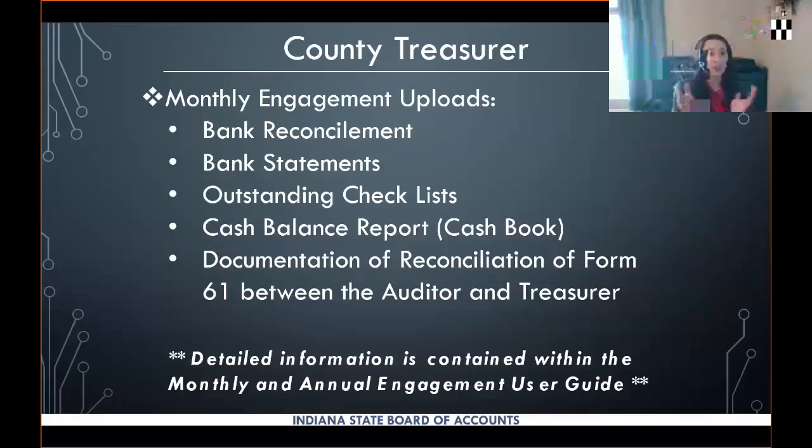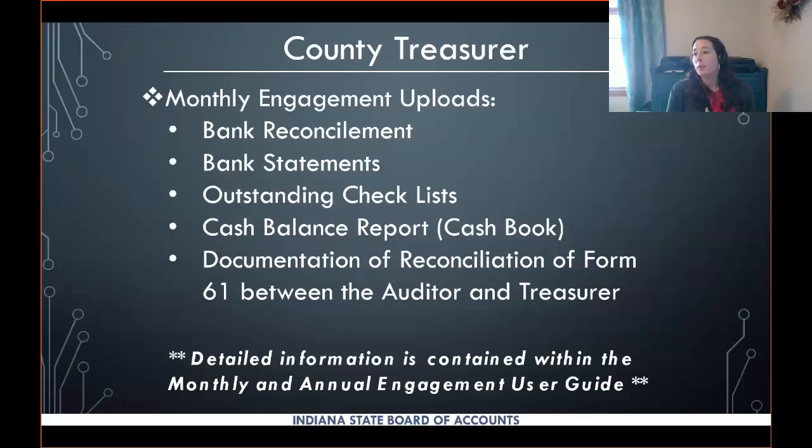With the bank reconcilement, you need to include your bank statement for that month, or statements if you have multiple accounts. Outstanding checklists are included. This can be included separately. You could do these separately, or you put them all together. So if your county is one that when they do their reconcilement, they just put a packet together and all this is included, just upload the entire thing. That's fine. We just need the information.